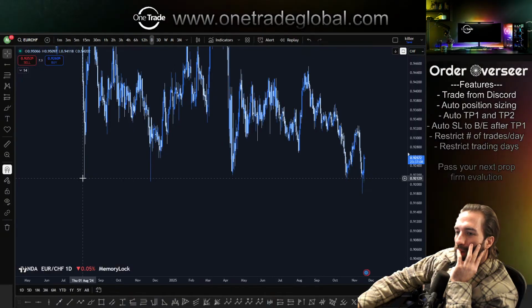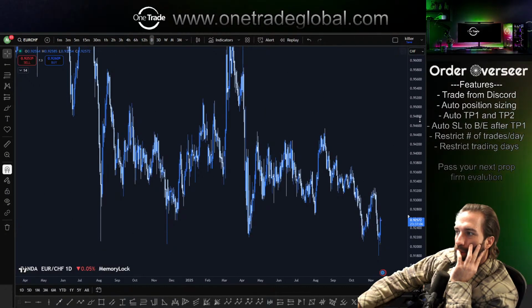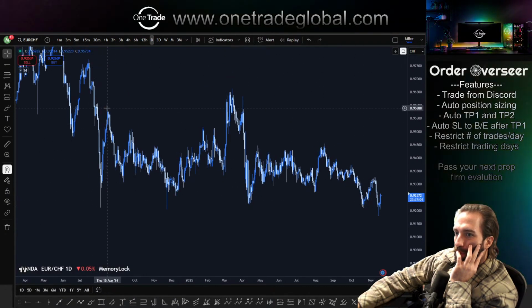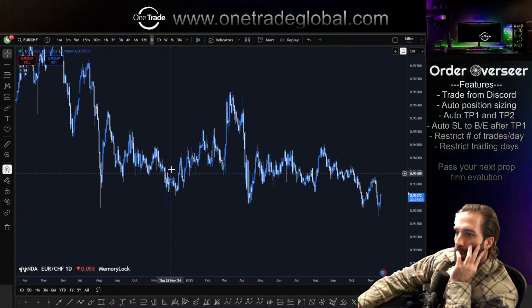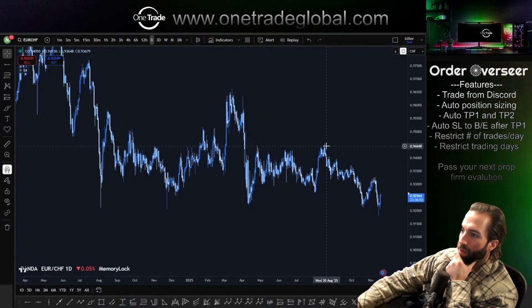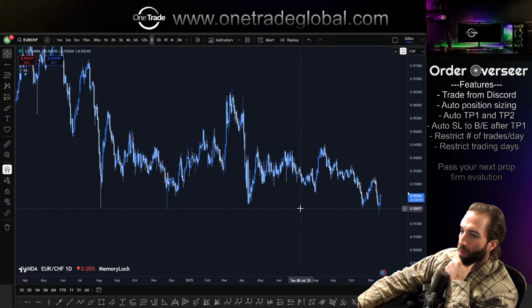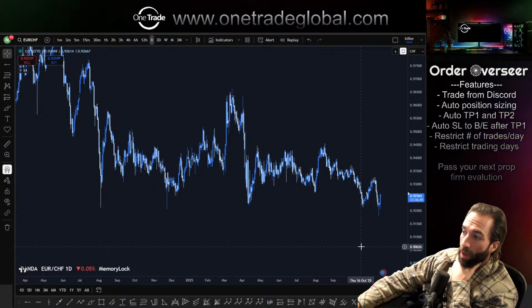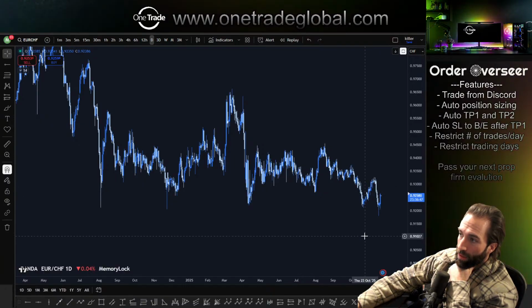whenever it's hit this zone though, it's had a really nice reaction, but you can see the reaction's gotten kind of less. Boom, you have this move up. Boom, you have this move up. Subsequent move here. Boom, you have this move up. It's far less. Swept that high, took out all of these lows, swept them. Decent reaction.